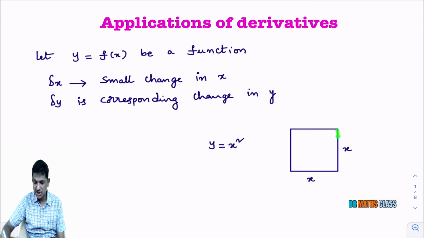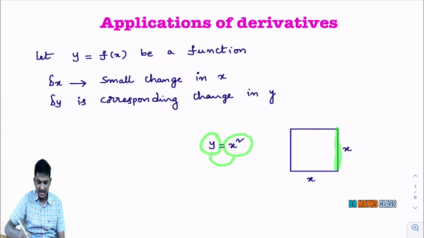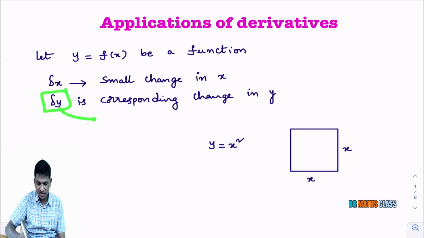Now, while measuring the length of the side of a square, if I made a mistake, then obviously a change will occur in its area. So, while measuring x, if any error happens, obviously a change will occur in y. So, what is delta y here? Delta y is the corresponding change in y.